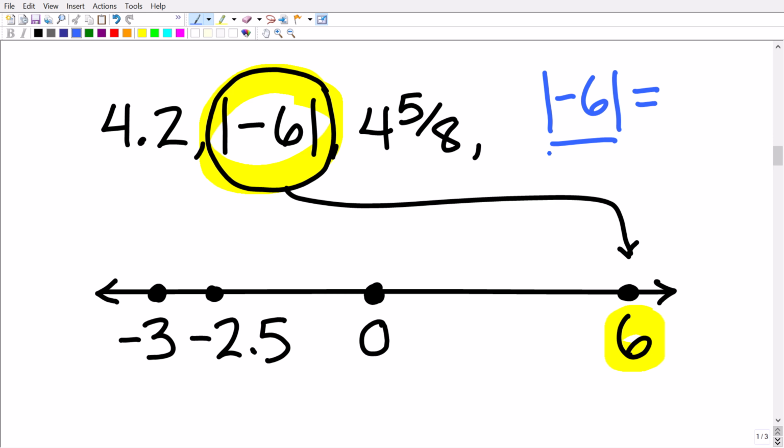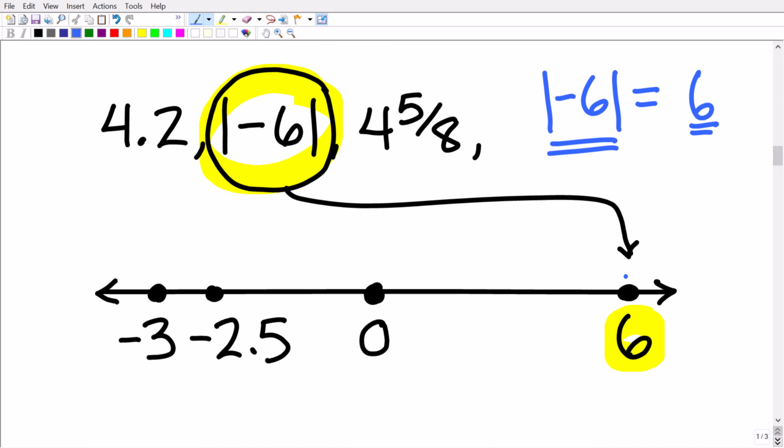But if you can just remember right now that the absolute value of any number is the positive version of that number, you'll be good to go. Okay, so the absolute value of -6 is a positive 6. So don't let this trick you, but we're going to go ahead and put it right here.